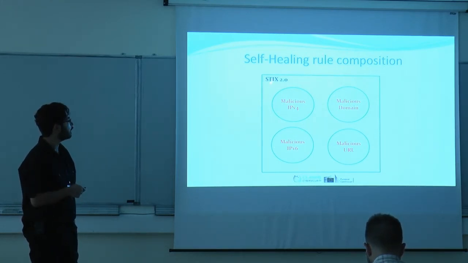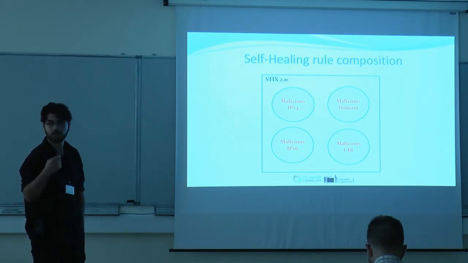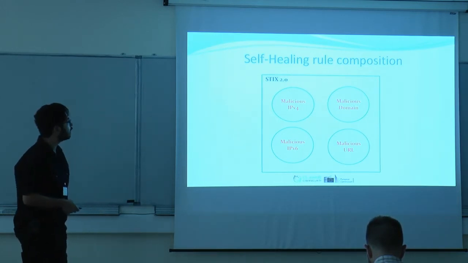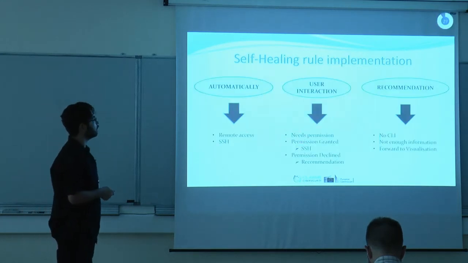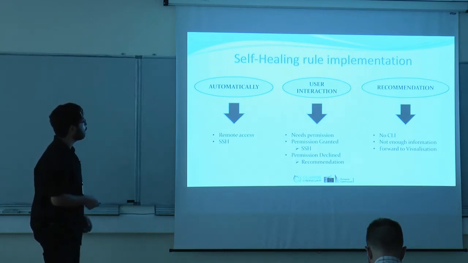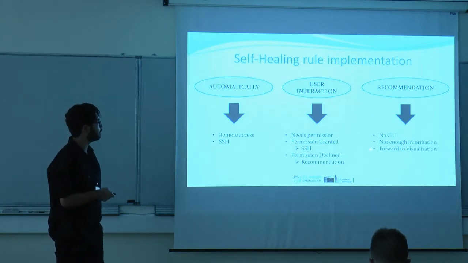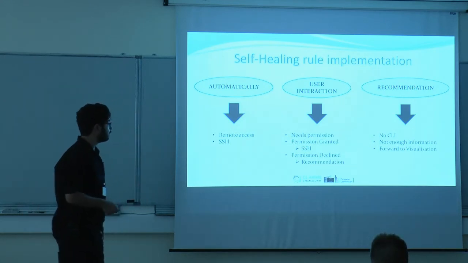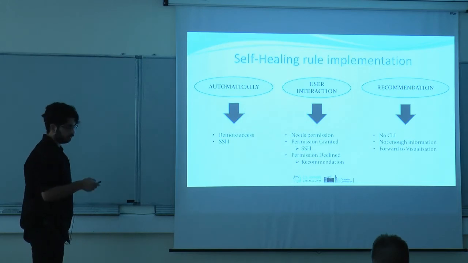And again, about STIX, we use STIX 2.0, which is the latest version, because it's in JSON. Previous versions are XML versions. STIX describes the threat, and it's really useful for CS-Aware. We have three alternatives. We apply the rule automatically using SSH. Maybe sometimes user interaction is required. If permission is granted, okay. If not, then we provide it just as a recommendation, or we provide it as a recommendation from the beginning because no CLI is provided from the vendor, or we don't have enough information from other sources. And we forward the rule to the visualization.